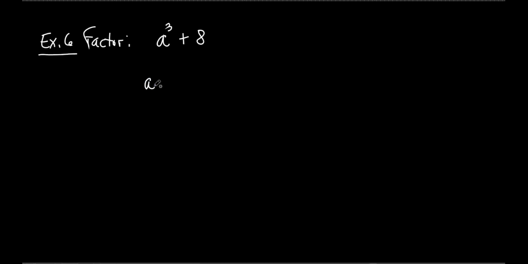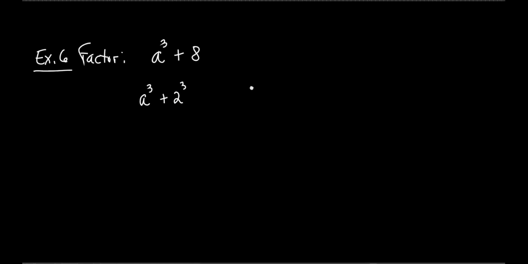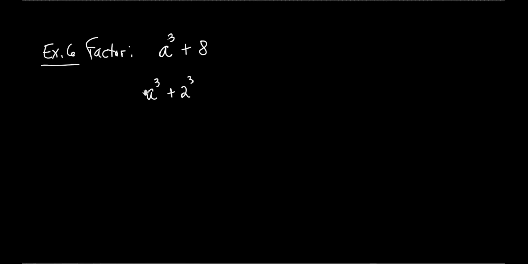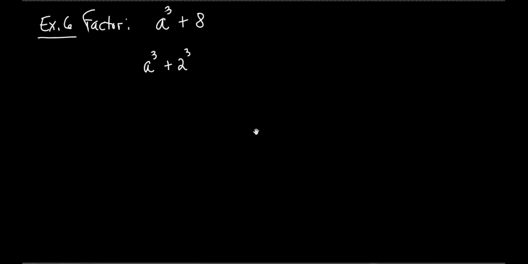So here's what I'm going to do. I'm going to write a cubed, didn't really need to change that, and I'm going to write this 2 cubed, so that I see my cubes right there. This is kind of the x, right? So if you jump down to there, okay, there's the x, there's the cube, there's the y, there's the cube. So a is kind of like my x, 2 is like my y. Good so far? It's been pretty easy to understand so far, right? Yeah, I think so. All right, let's do it.